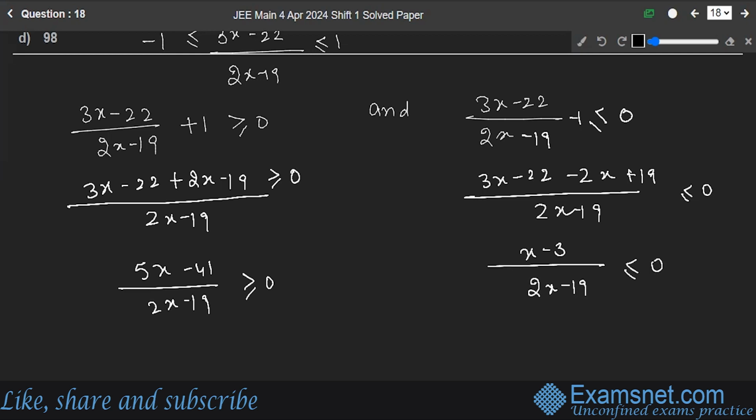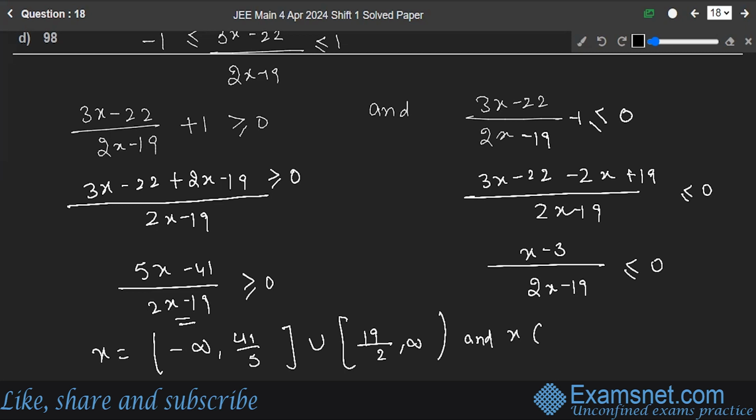Okay. That means from here, x belongs to minus infinity to 41 by 5, union 19 by 2 to infinity, because this also cannot be equal to 0. And secondly, from here, x belongs to 3, comma 19 by 2, right? These two values. Yes.